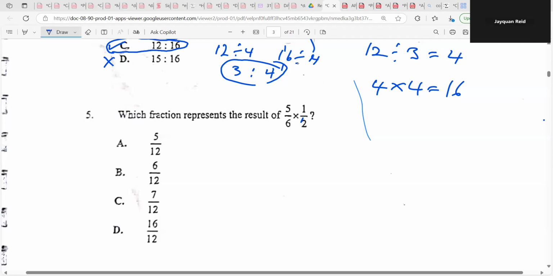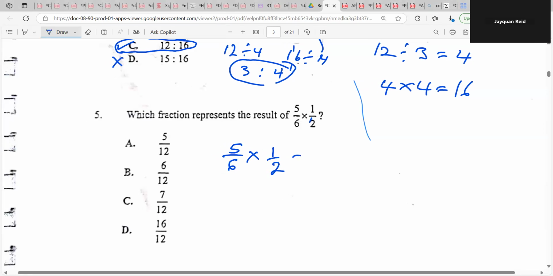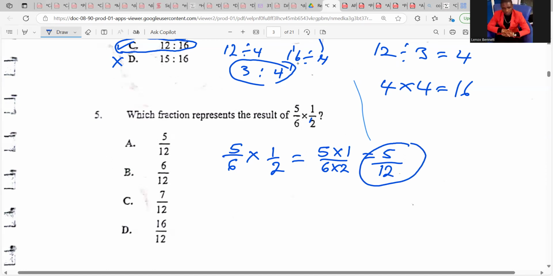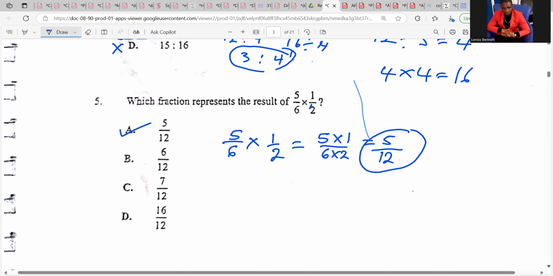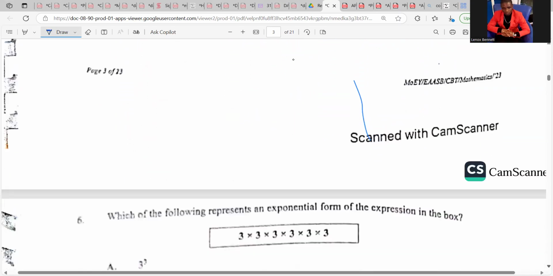Sir, so you're going to write 5 over 6 times a half. Then after that, sir, you're going to times 5 times 1 equals 5, sir. And 6 times 2 equals 12. And 5 can't go into 6, sir, or 12, so it can't go down further. So what's your option? A, sir. All right, very good. I agree. Since everyone got that, guys, there's nothing much to elaborate on. All right, everyone got it. Good job, by the way.